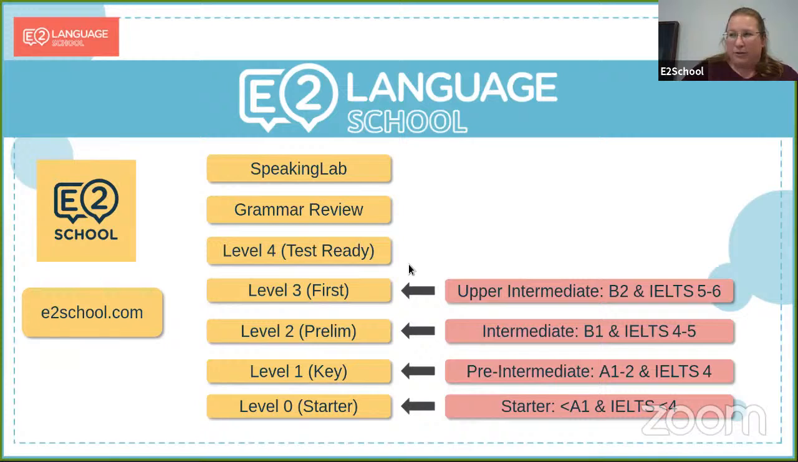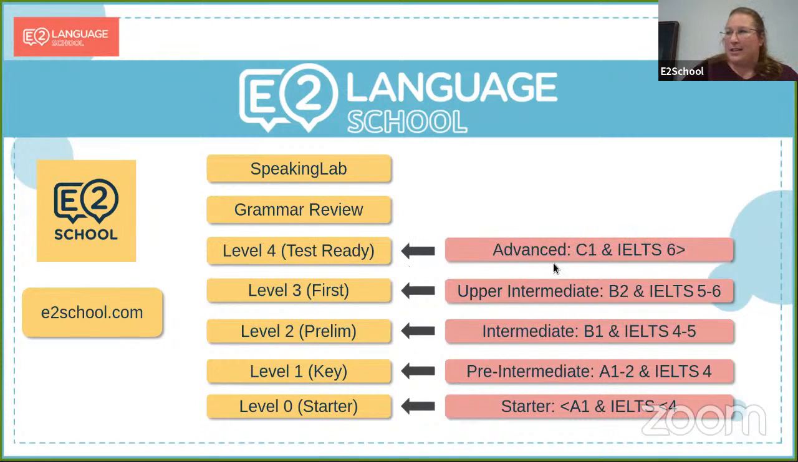And then our top level is level 4. This is our advanced level, so C1 or an IELTS of more than 6. We often call this one test ready because this is the level that a lot of students need if they are almost ready for these tests like IELTS, but they're not quite there.